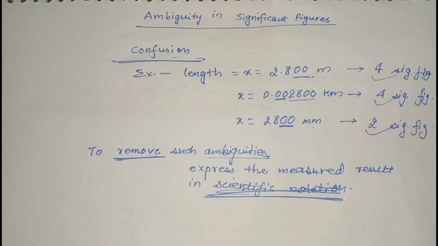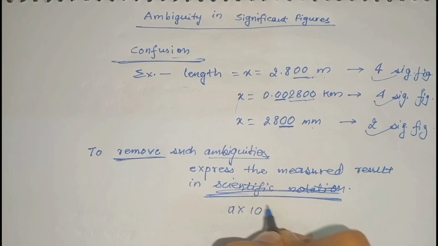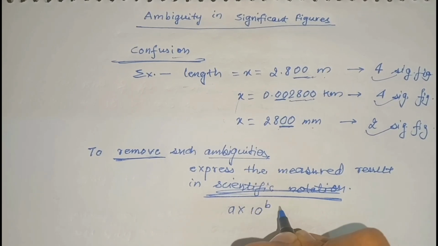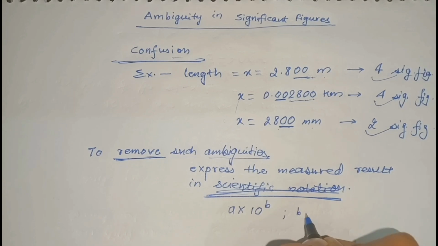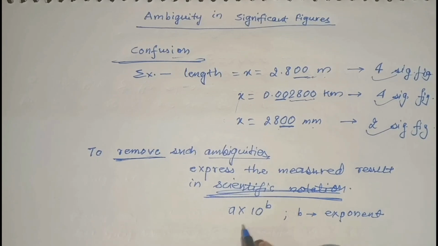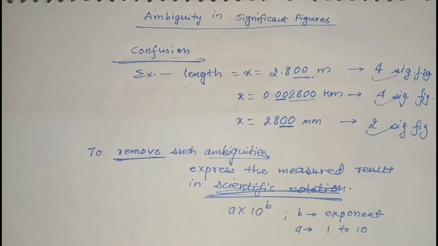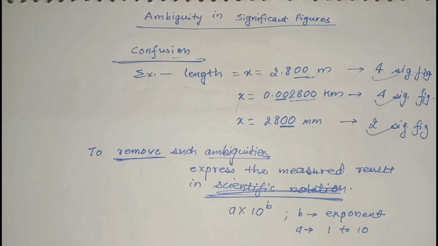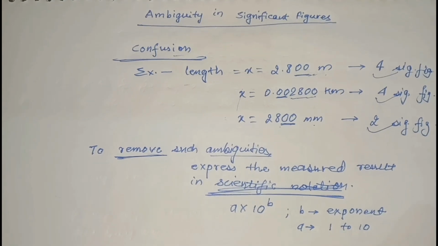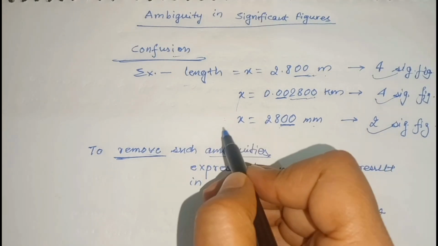Okay, what is scientific notation? This is a notation: a times 10 to the power b, where b is the exponent and a is a number between 1 and 10. Now let us see how to overcome the ambiguity by using scientific notation.